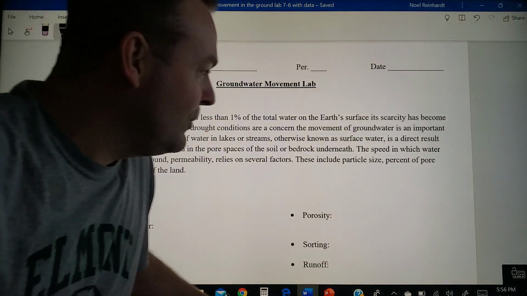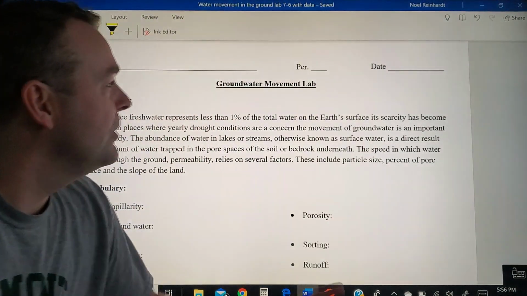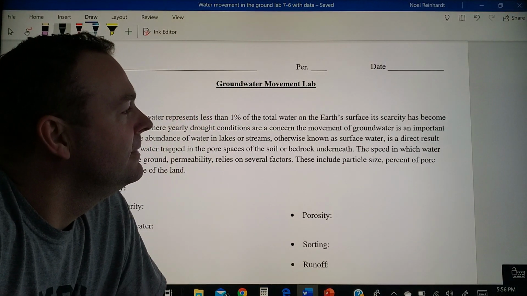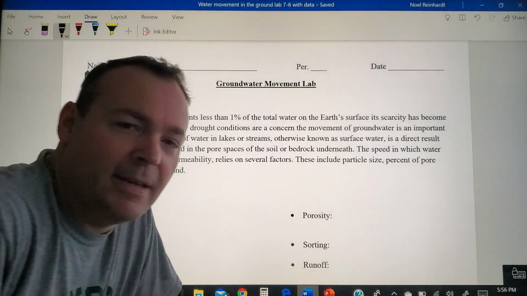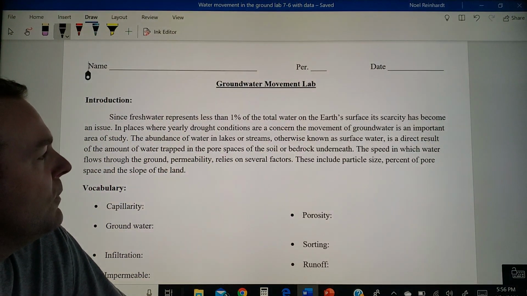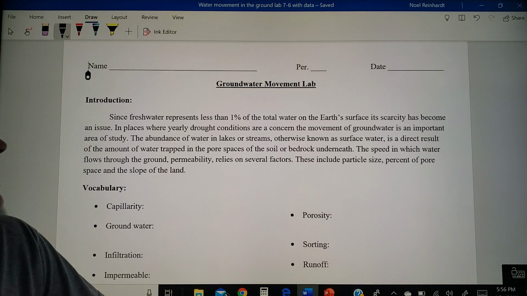Today, I wanted to go through the lab we did most recently, groundwater movement. Saw a lot of nice results handed in, and some of you also had some questions. So let me go through it. Hopefully, we'll make some sense of it for you.